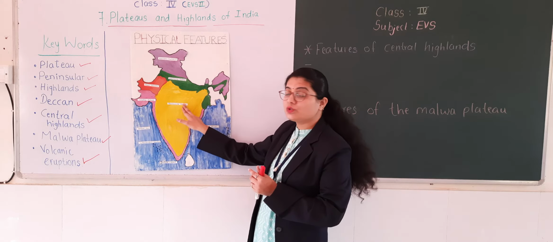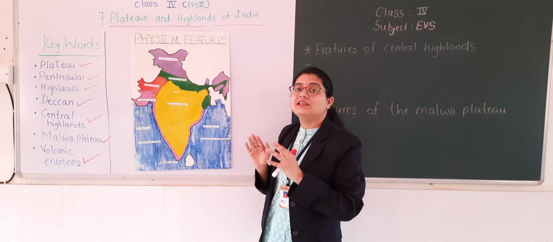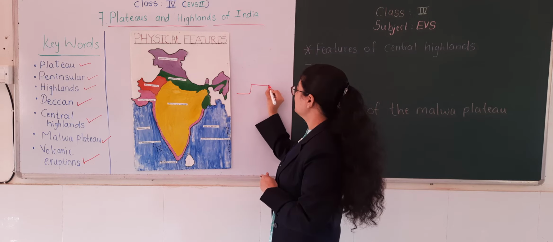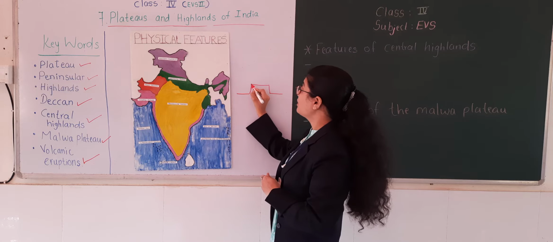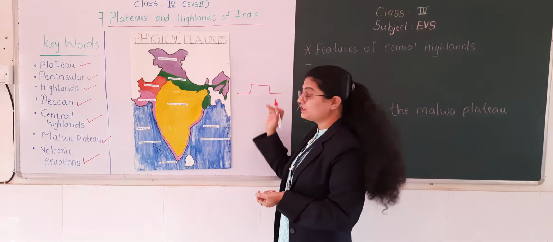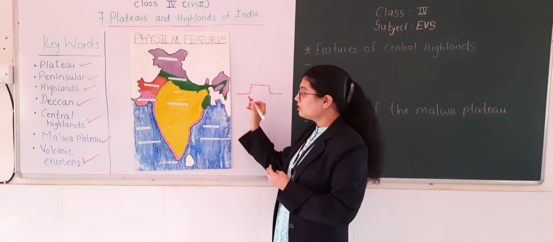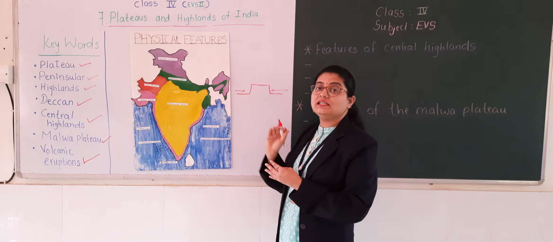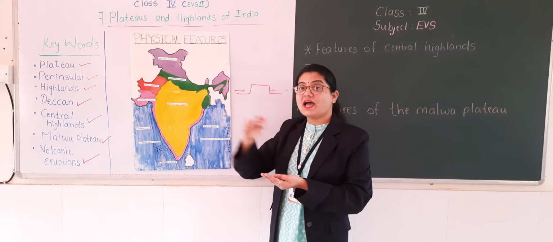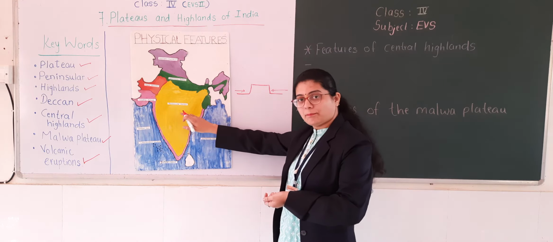As we all know, plateau means land which is slightly higher than the surrounding lands. Suppose this is the land, and the land which is slightly raised is called a plateau. Understood what a plateau is? Yes, the landform which is slightly raised above the surrounding lands. And it is plain or flat at the top, like a table.